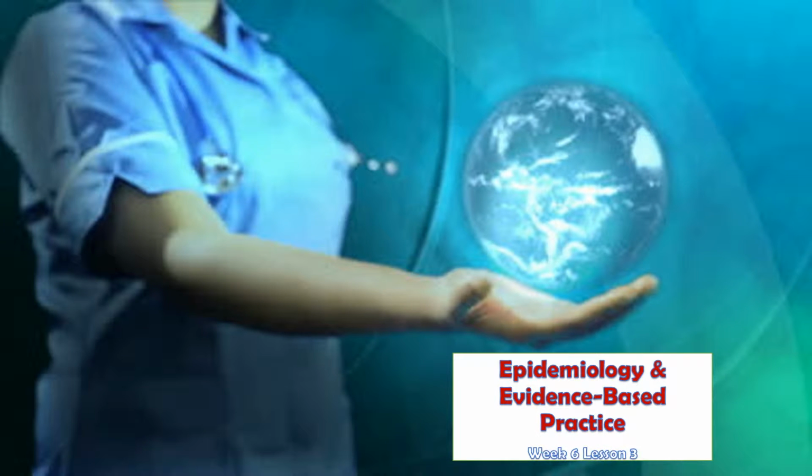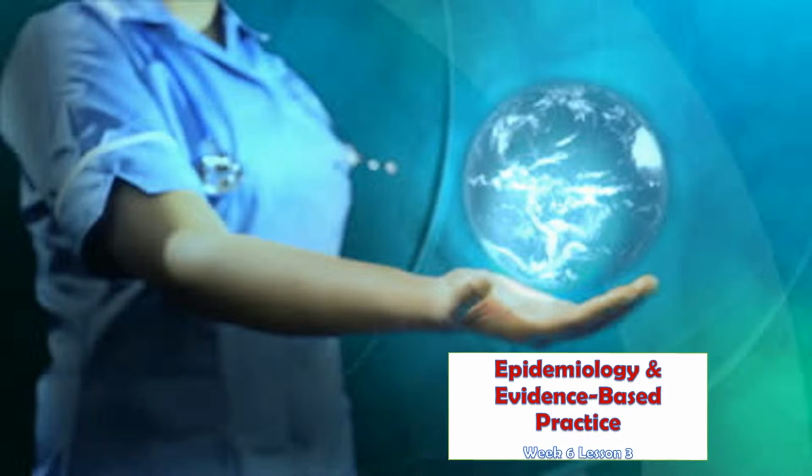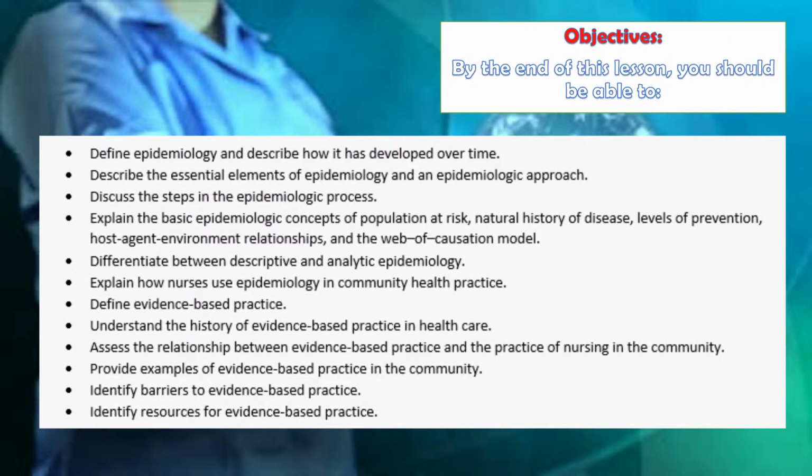This lesson covers introductory concepts in epidemiology and evidence-based practice. By the end of this lesson, you should be able to define epidemiology and describe how it has developed over time. You should be able to describe the essential elements of epidemiology and an epidemiological approach. You should be able to discuss the steps in the process of epidemiology. You should be able to explain the basic epidemiological principles such as population at risk, what a natural history of disease means, levels of prevention, host, agent, environment, relationships, and understand the web of causation model.